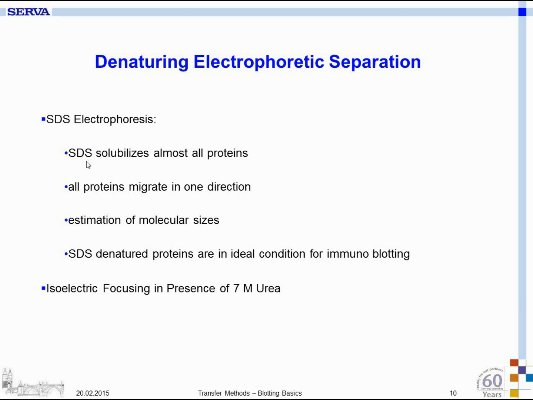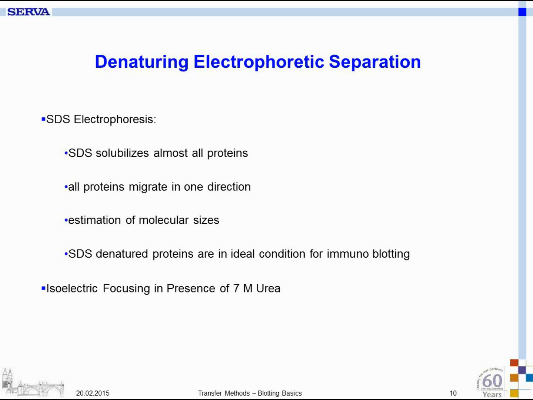But SDS electrophoresis is mostly used because of several reasons. The SDS solubilizes almost all proteins, so it's a very good detergent to get proteins into solution. And as it covers the proteins, the individual charges are covered, so every protein is negatively charged and all proteins migrate in one direction. So you have all proteins in one separation, also the basic ones, not only the acidic ones. You can estimate the molecular sizes, that gives you additional information on the protein, and as I said, denatured proteins are better for immunodetection.